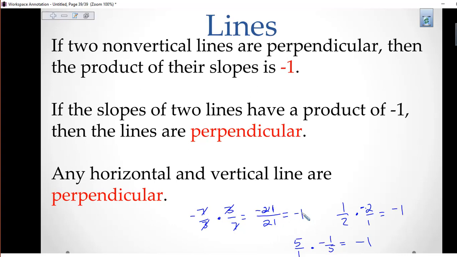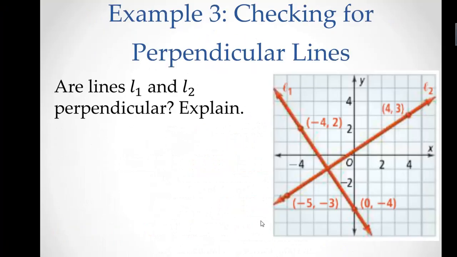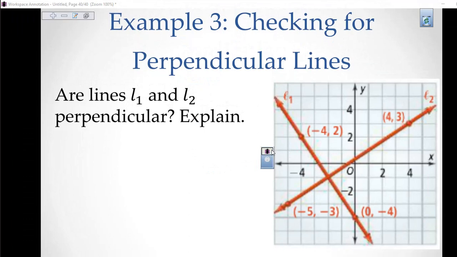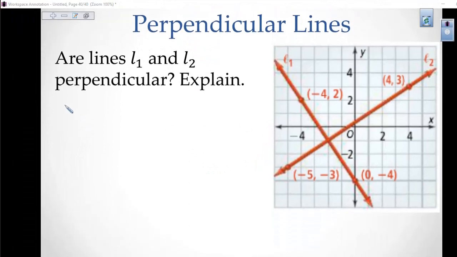So let's take a look at comparing two lines and see if they're perpendicular. So line 1 and line 2, are they perpendicular? Just like we did before, when we were seeing if two lines are parallel, we're going to compare them by doing the same operations. We're going to find the slope of line 1 and line 2. Once again, you could count your spaces, but let's take the long route and find the coordinates.